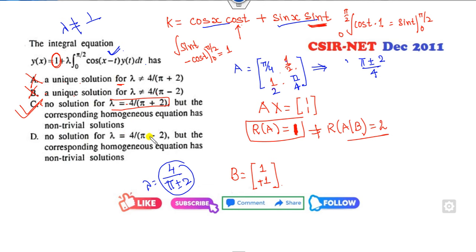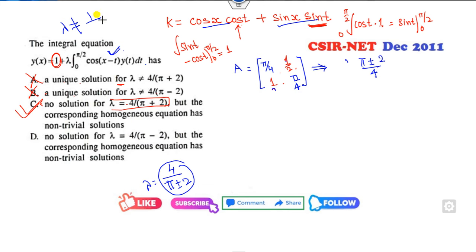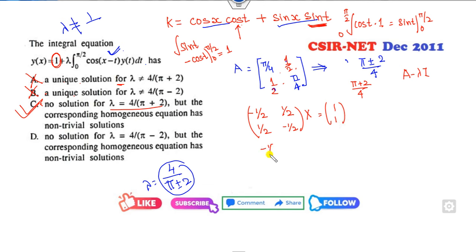Whenever lambda is pi over 4 over pi minus 2, you can calculate it. If you want, I can show you. If this is the eigenvalue, corresponding to pi plus 2 over 4, so if I substitute here A minus lambda I, it is minus half, plus half, plus half, minus half, into x is 1, 1. If you add them, it is minus half, half, 0, 0, x is 1 and 2. So clearly the rank of A is not equal to the rank of A augmented with B. That means no solution. So this option is correct.